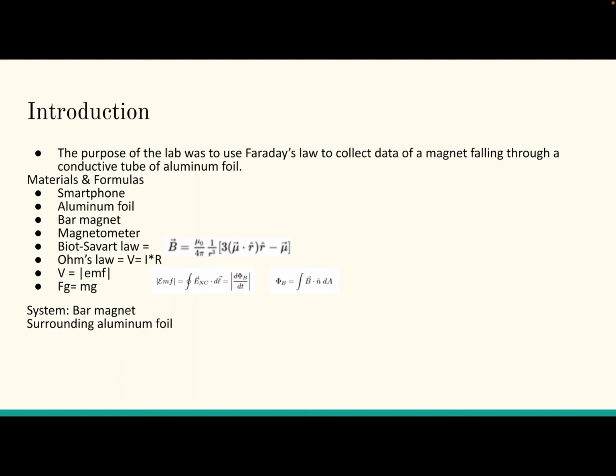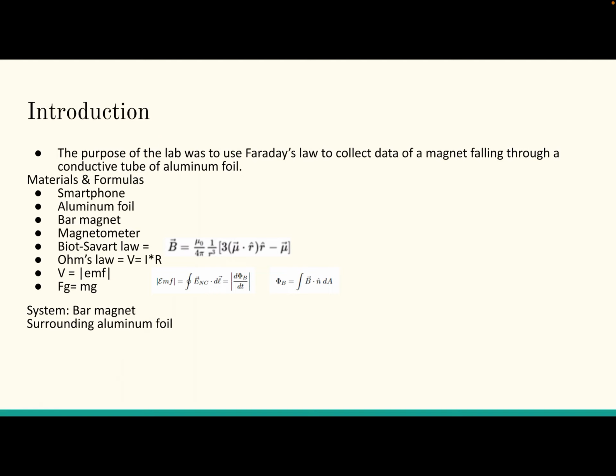The materials and formulas that I used for this were a smartphone, in this case my iPhone, aluminum foil to make the tube, a bar magnet that was provided, and the magnetometer, which is found in the iPhone. Then for the formulas, I used the Biot-Savart law, which is the magnetic field formula. I also used Ohm's law, which is voltage is equal to current times resistance.